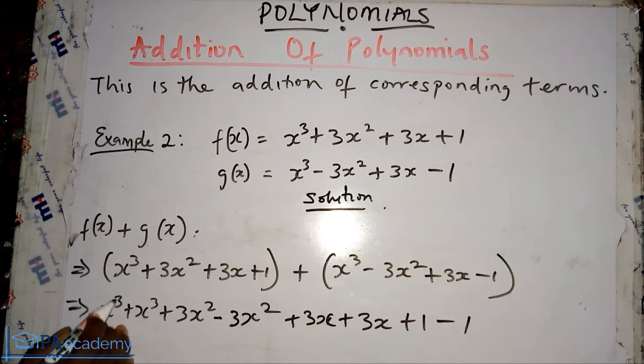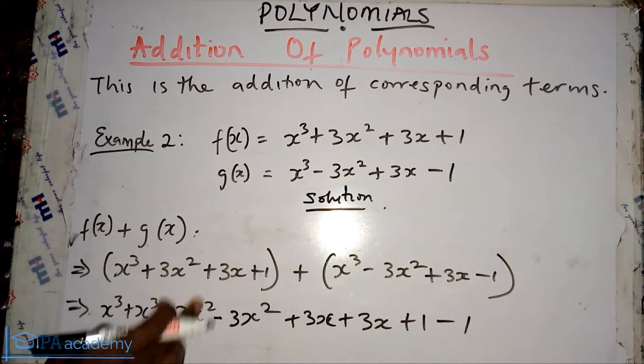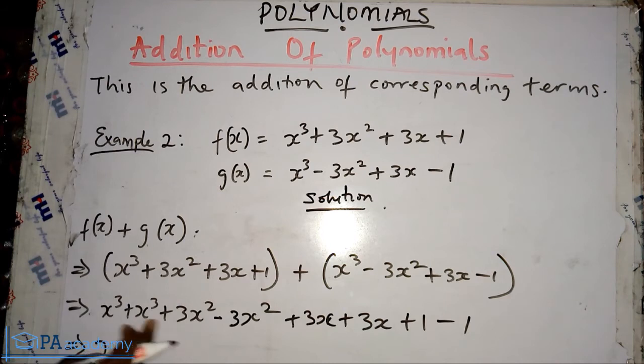So we're having s cubed plus s cubed. That will give us 2s cubed. We can only add these two. We cannot add s cubed plus 3x squared together because you can see that they are not corresponding terms. So that is it, s cubed plus s cubed, that's 2s cubed.